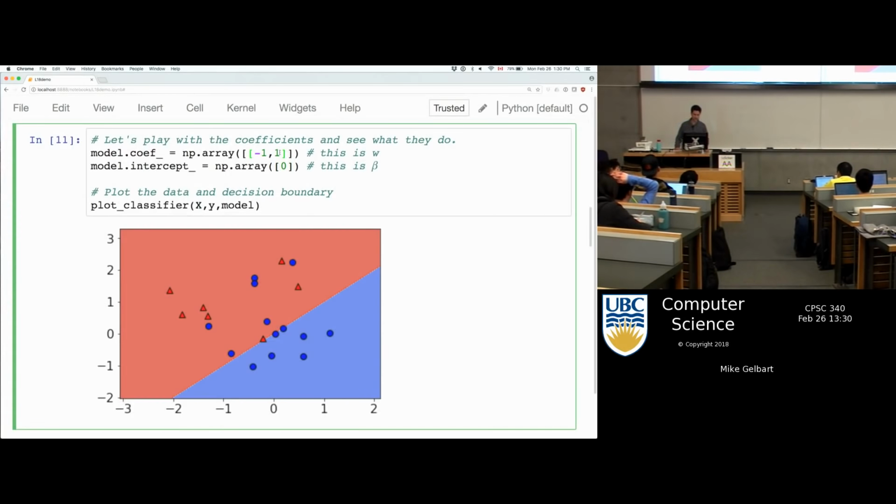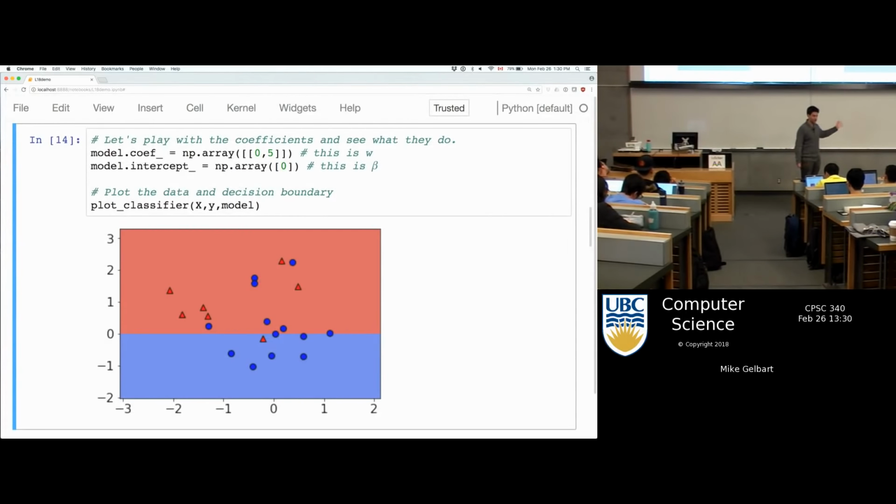OK, now you must all be wondering what the coefficients do, and you probably suspect. So let me try this. Change -1, 1 to -1, 2. Maybe -1, 5. Maybe 0, 5. So I'm changing the slope of the thing. And again, in higher dimensions, the hyperplane has more slopes. If I have d features, I have a d minus 1 dimensional decision boundary. Like here I have 2 features, I have a 1-dimensional boundary, meaning a line.